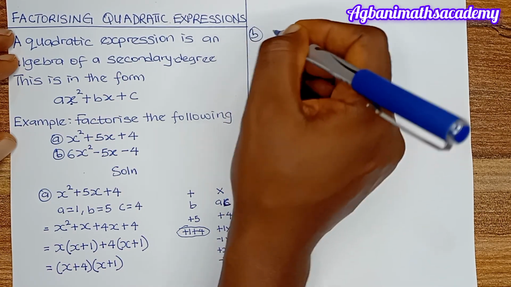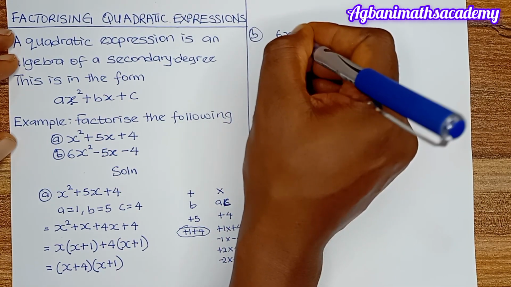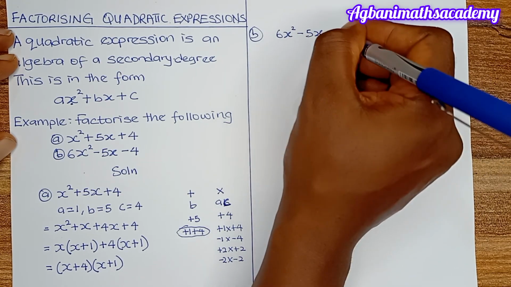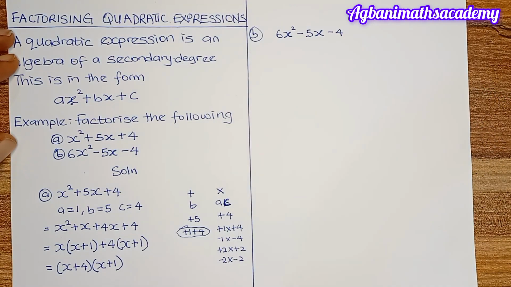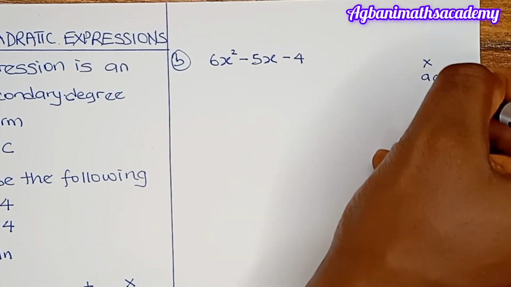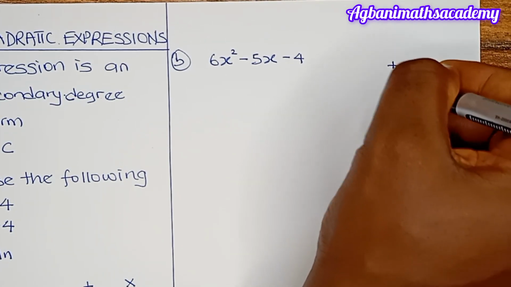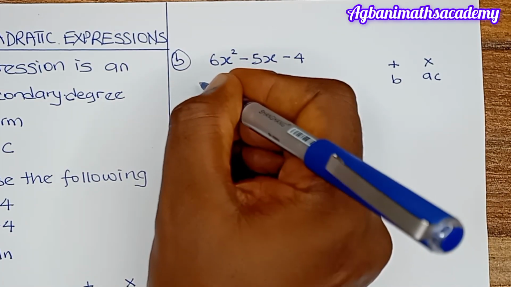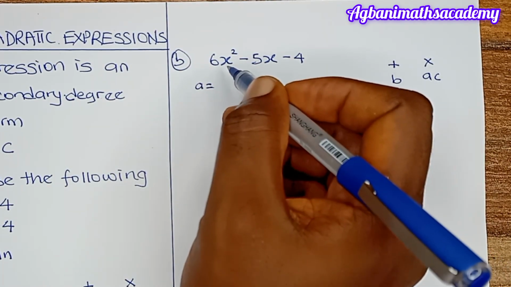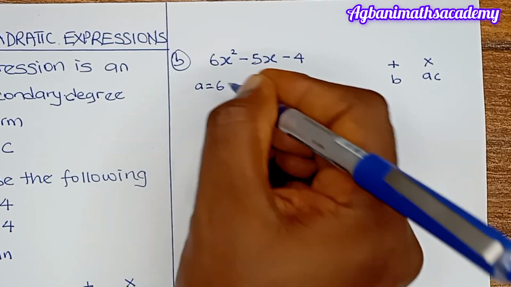B. We have 6x squared minus 5x minus 4. So just as we did in the first example, we're going to look for two numbers that will multiply themselves to give us AC and add themselves to give us B. Now, what is our A over here? A is the coefficient of x squared, and we know that the coefficient of x squared is equal to 6.